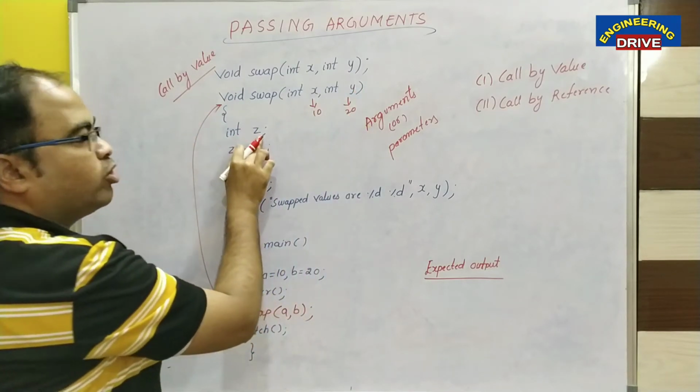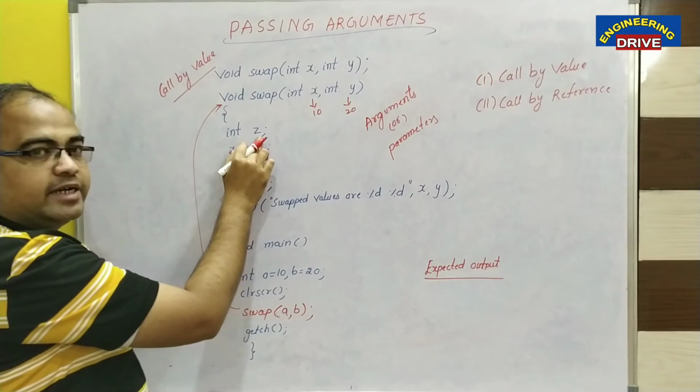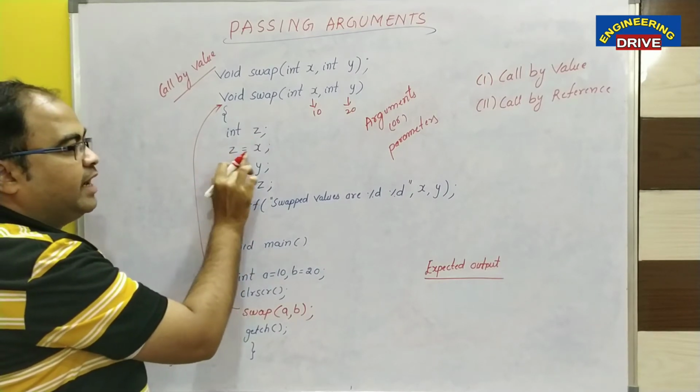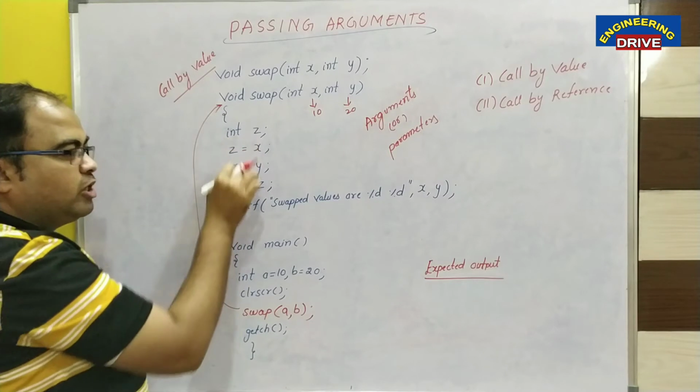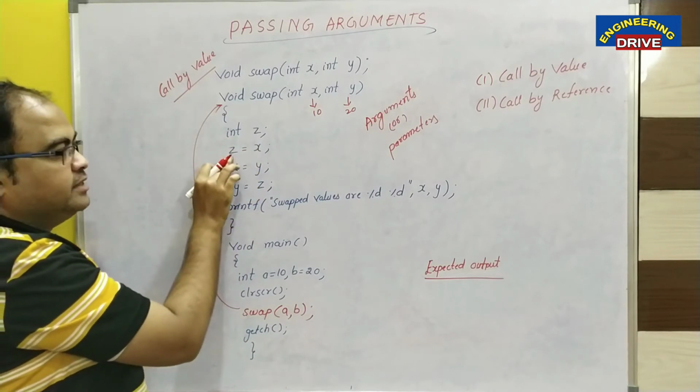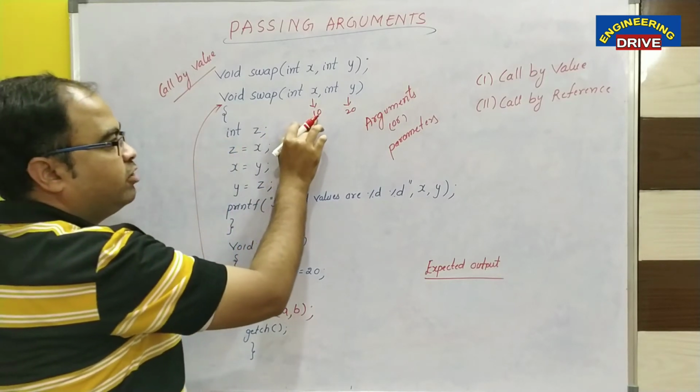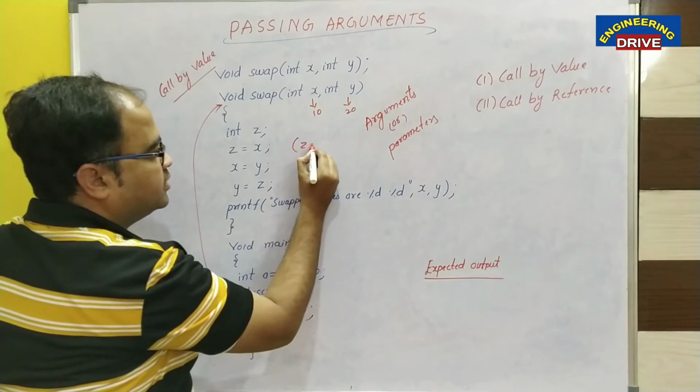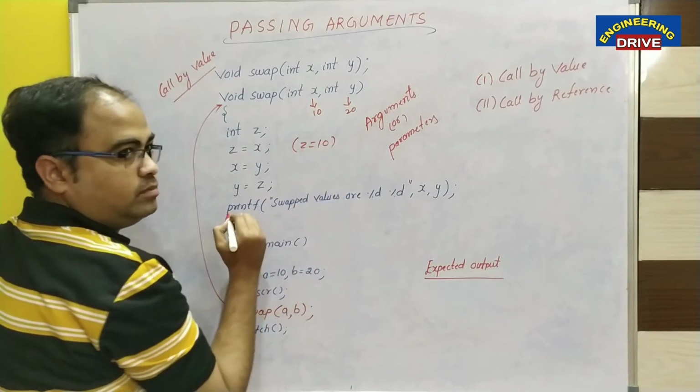Now I have taken one more variable z here, an extra temporary variable. Now in z I am storing the value of x. How will the swapping take place? Let us see. In z I am storing the value of x. What is the value of x? 10. So z will become 10.